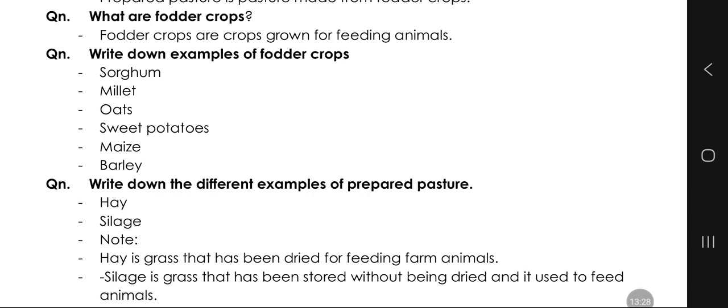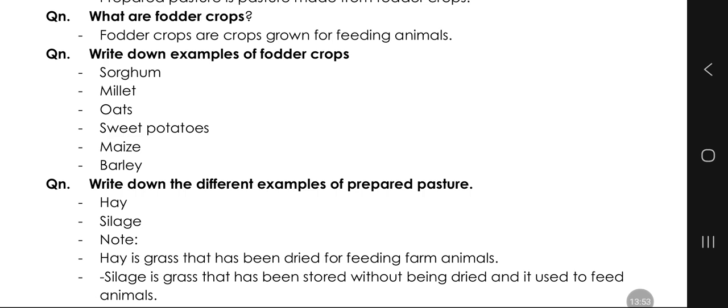Okay, we have the different examples of prepared pasture. One is what we call hay. That one is called hay. All of you come after me. It is hay. Hay. All say what I'm saying. Hay. There is what we call silage. Those are the examples. Then there is a note there.